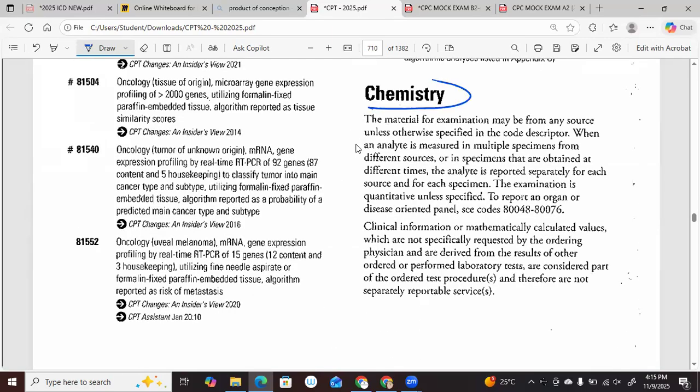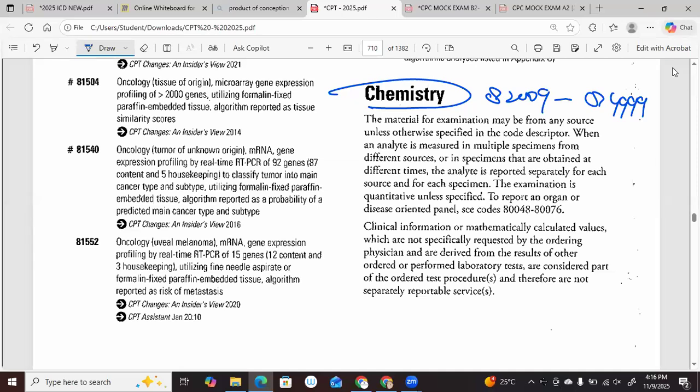This is the chemistry section. Our codes begin from 82009 to 84999. In this section, if the doctor needs to detect any particular condition or substance, which also includes naturally occurring substances or toxic effects due to therapeutic drugs, non-therapeutic drugs or any other substances, then we have to pick a code from the chemistry section.